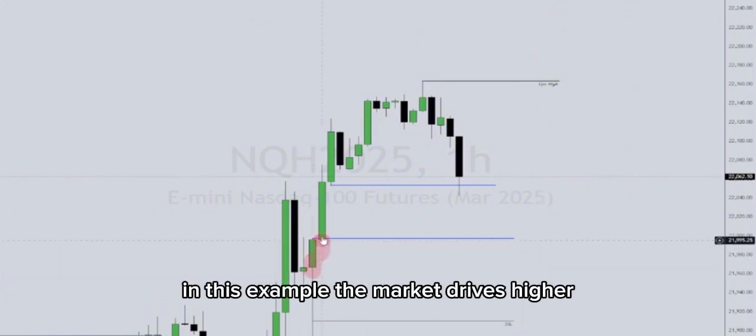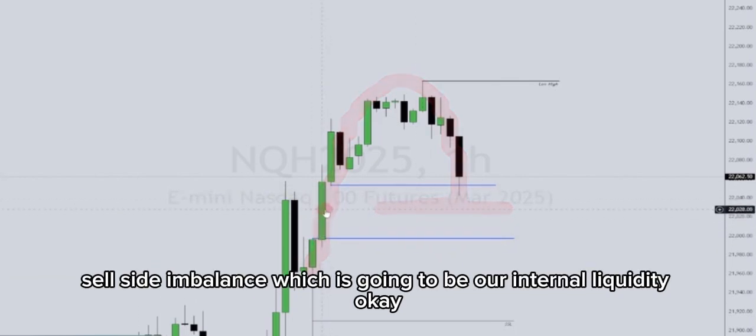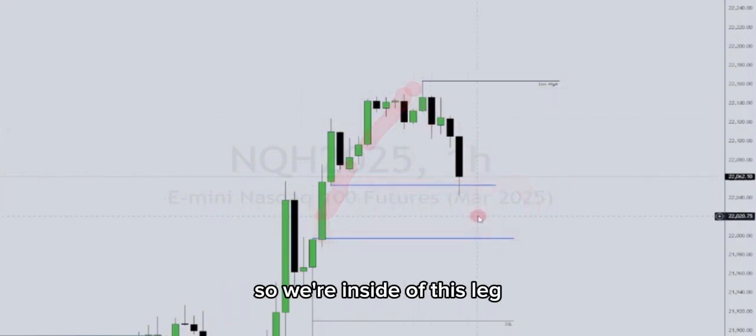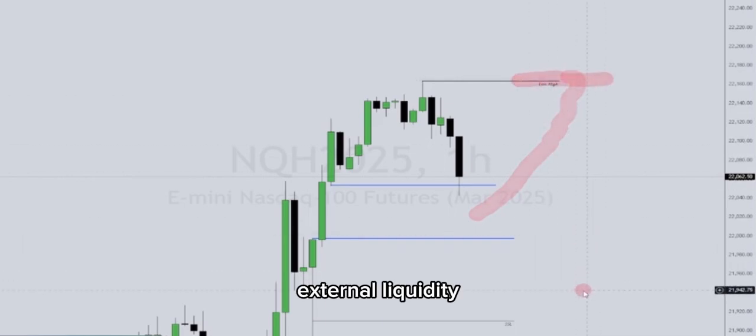In this example, the market drives higher and then pulls back into an old buy side inefficiency, sell side imbalance, which is going to be our internal liquidity, okay? Because it's internal of the move up. So we're inside of this leg. And now what we're going to do is target external liquidity.